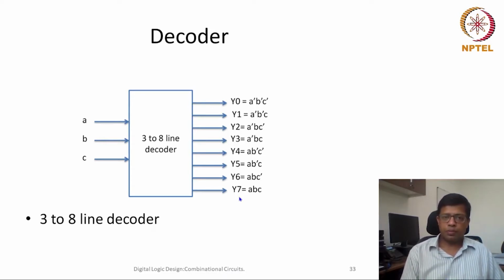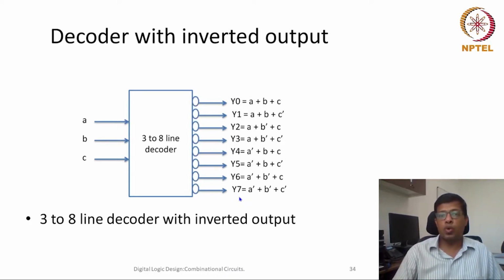So this is a standard decoder circuit. Now there could be some variations in this decoder circuit. One variation is that instead of one being high, one could be low and all others would be high. For example, if A, B, C are all 0, then y0 would be 0 and all others would be 1. So it is essentially an inverted output, and we know how to write the function for an inverted output.